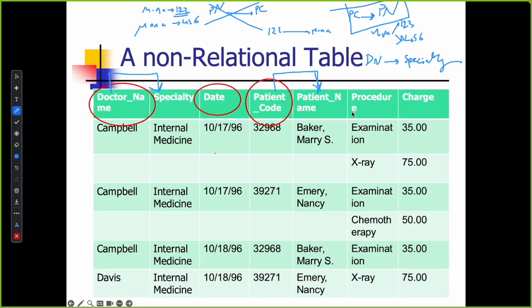Procedure and charge. Yes, thank you. So we also have procedure can uniquely identify the charge, because each procedure has a specific cost, right? For example, X-ray is $75 versus, for example, just an examination maybe $35. Chemotherapy is, for example, $50, and so on, right? So different procedures have different charges, and procedure can uniquely identify charge.